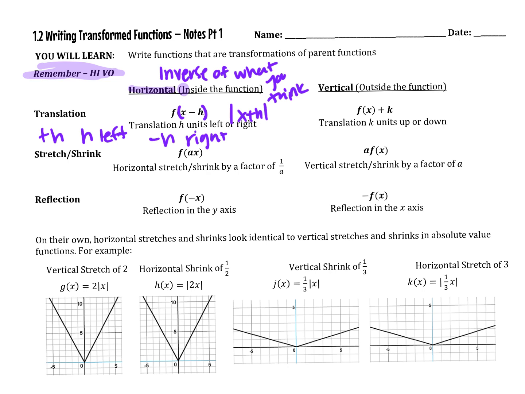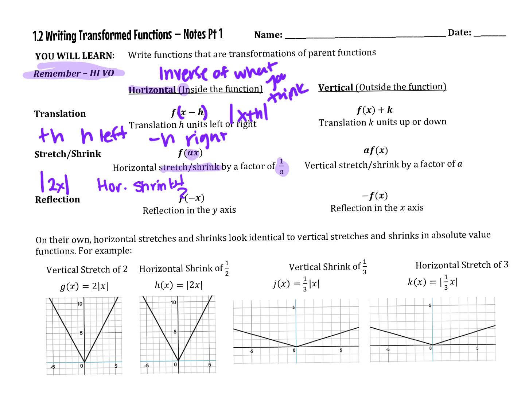Horizontal stretches and shrinks, again, happen inside the function, so you're going to see a coefficient in front of your variable x that's being multiplied by 2 or multiplied by 1/2. And what's happening is that we're going to have a stretch or a shrink by a scale factor of 1 over a. So if, let's say, it was the absolute value of 2x, this would be a horizontal change. Remember, horizontal happens inside and it's the inverse of what you think it should be. So in this case, it would be a shrink by a scale factor of 1/2.